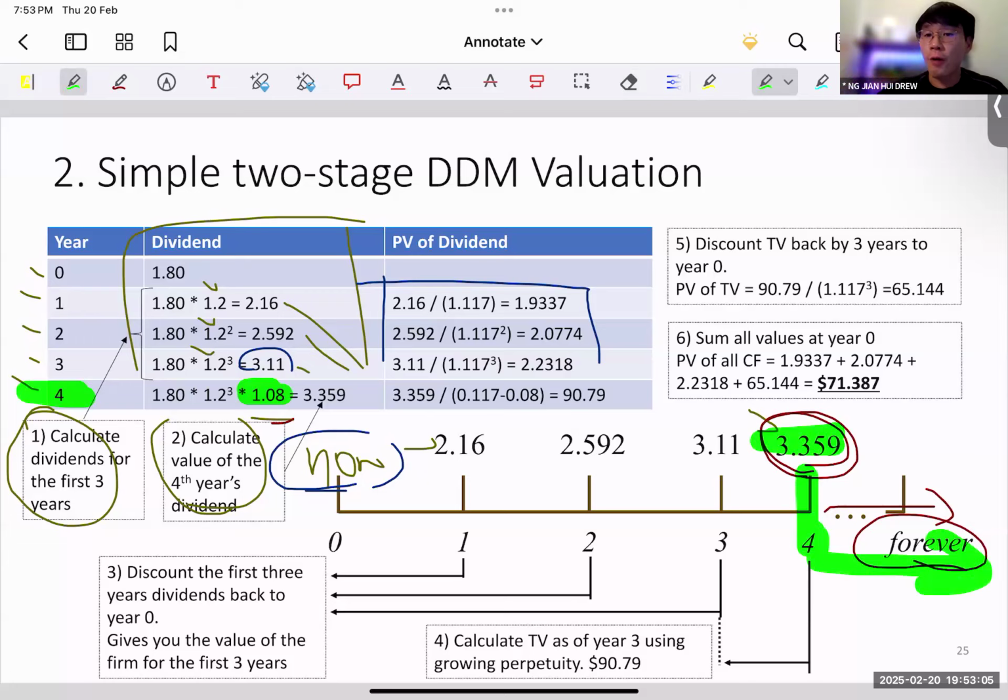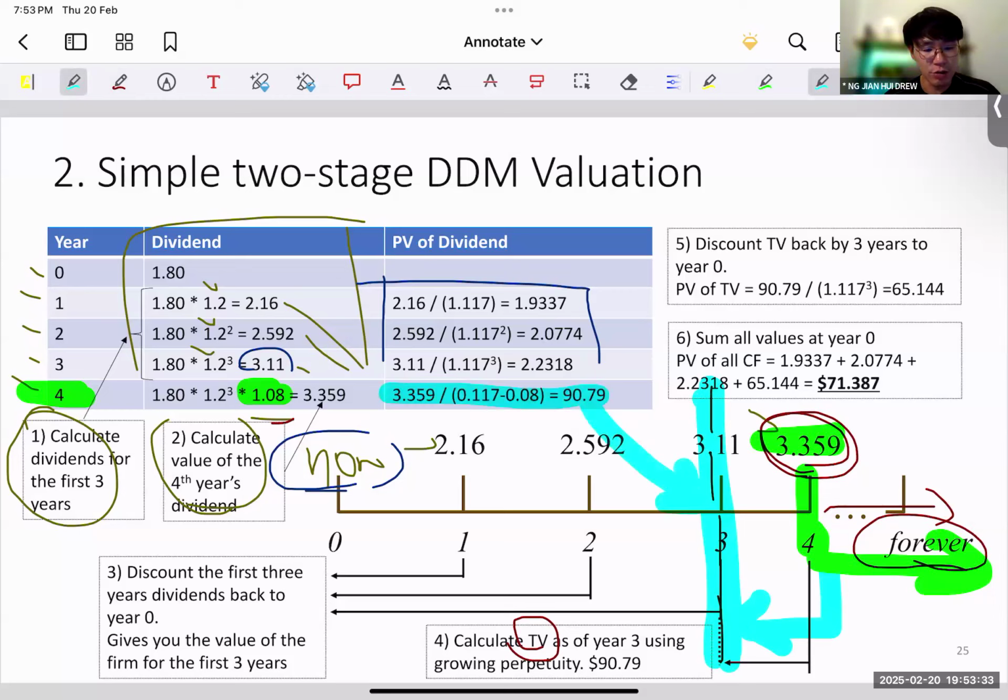So since it grows forever, it's a perpetuity, right? And it is growing at an 8% rate, which means it's a growing perpetuity. So we can use the growing perpetuity to determine the terminal value, or TV in short. And this terminal value we are determining is as of year three, right? Because like I mentioned, it is one period from now. So this formula here is as of year three.